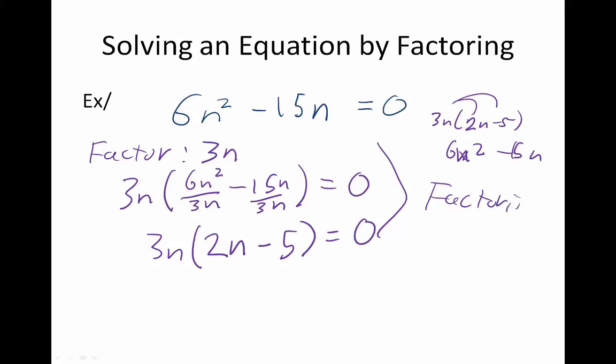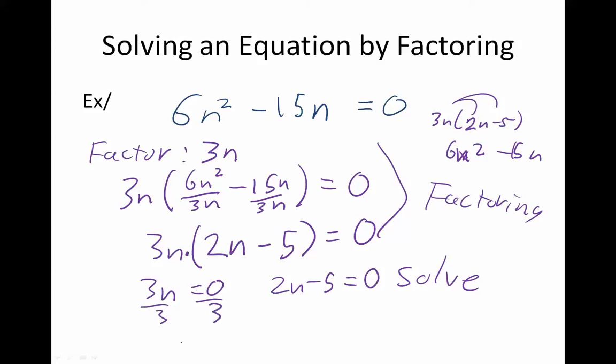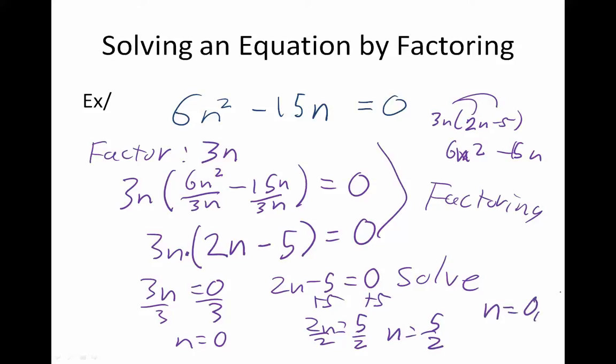And now let's solve. So zero product. This times this. If either one is 0, then the whole expression is 0. So what value for n makes this one 0? 0. What value makes this one 0? Well, I got to add 5 to both sides. That's 2n equals 5. And then I got to divide by 2. I get n equals 5 halves. So my solutions are 0 and 5 halves.